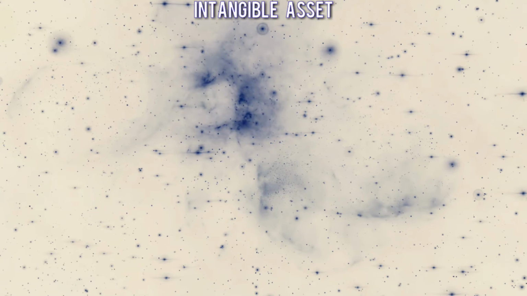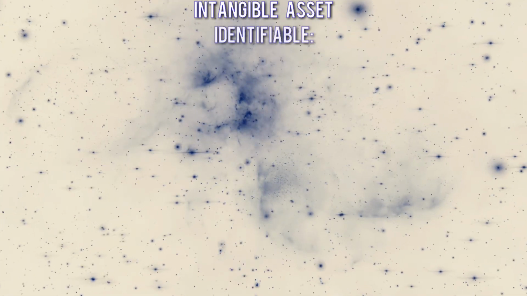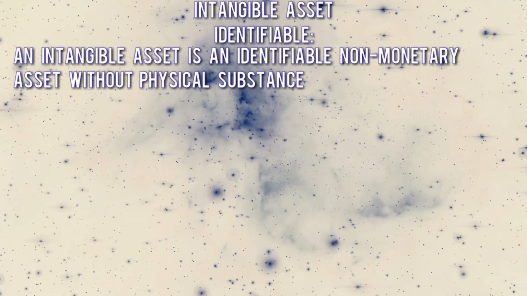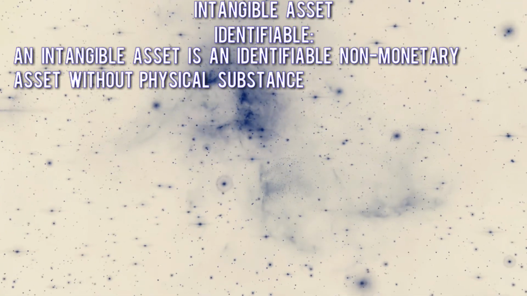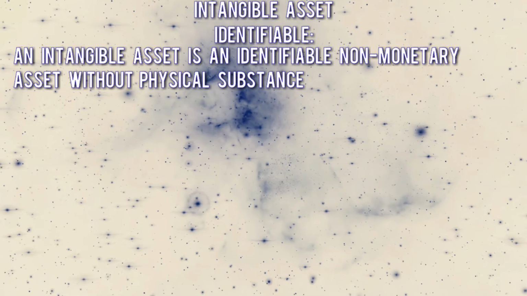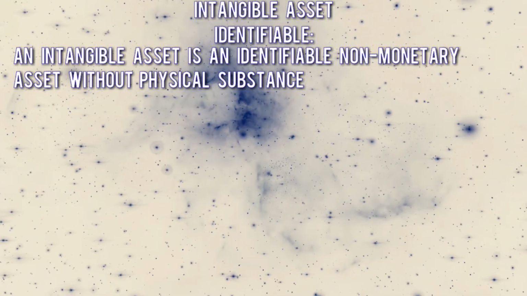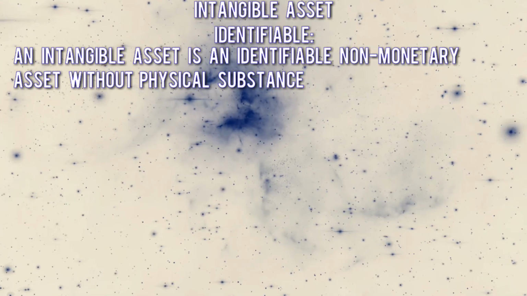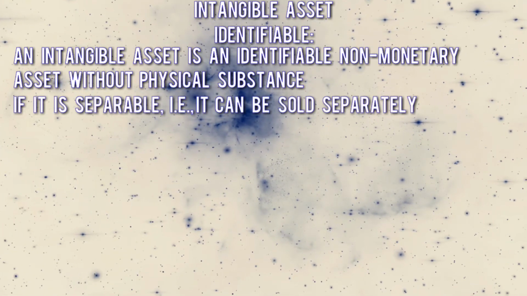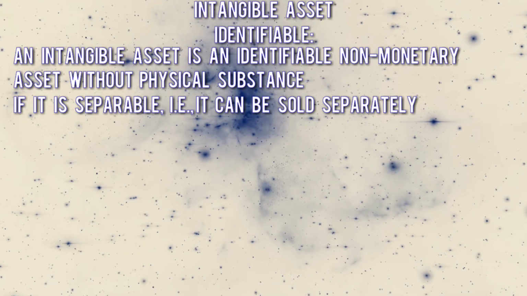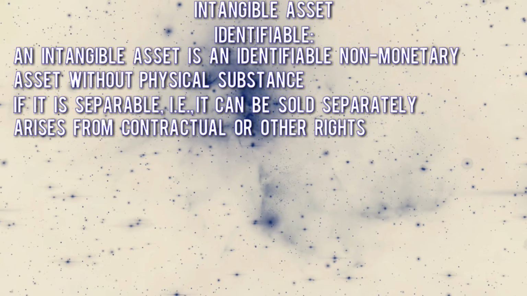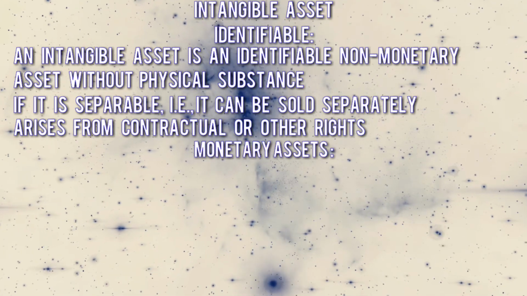Okay, so here we have intangible assets. As we said earlier, what is an intangible asset? Its definition: an intangible asset is an identifiable non-monetary asset without physical substance. So here, what do you mean by identifiable? What do you mean by non-monetary asset? It is identifiable if it is separable, that is, it can be sold separately. It is also identifiable if it arises from contractual or other rights.